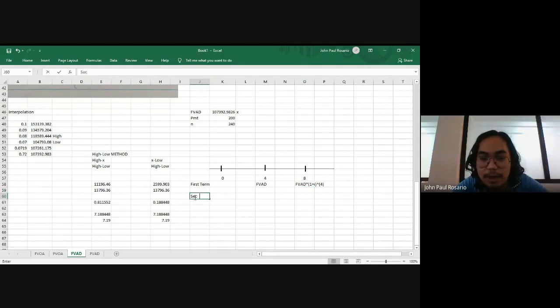Tapos, sa second term, imo lang din ang future value of another annuity due for 4 years. And then, i-add mo silang duha. So, equals this one.